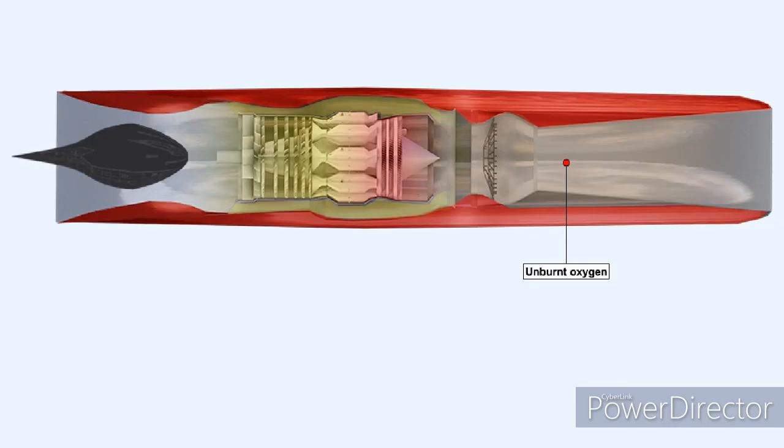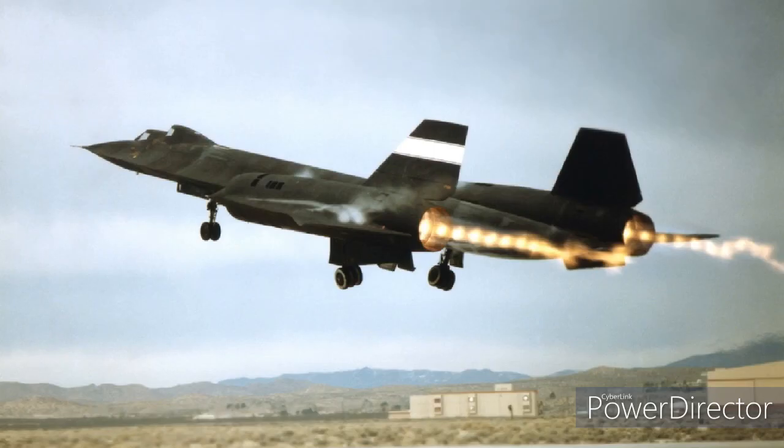Thrust augmentation by afterburning, or as it's sometimes called reheat, makes use of the unburnt oxygen which remains in the engine exhaust gases to release more heat energy. This is achieved by injecting fuel somewhere between the turbine and the propelling nozzle and burning it. Afterburning is used to improve takeoff, climb and combat performance. Its use is mainly restricted to military aircraft.